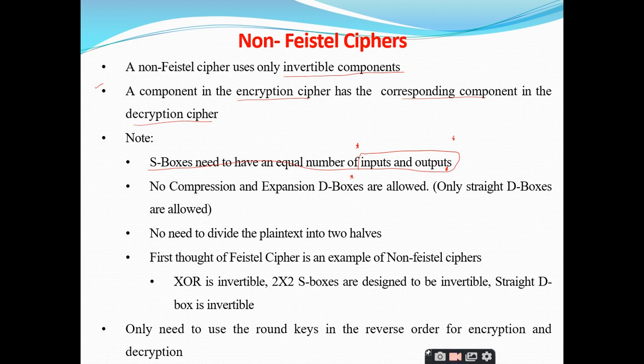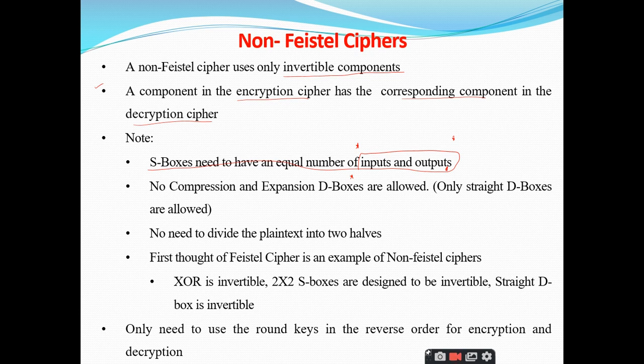Because the straight component is used. Actually, we should not say the straight component for the S boxes. The straight components are defined for the D boxes. So for S boxes to be invertible: S boxes can be both invertible and non-invertible. We have two components, but since this is a non-Feistel cipher, you have to consider only the invertible components.